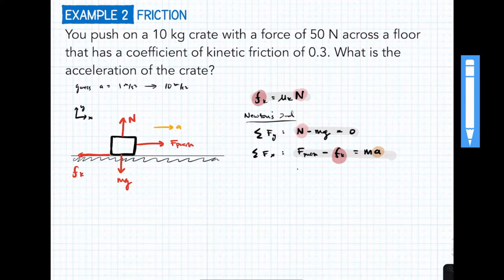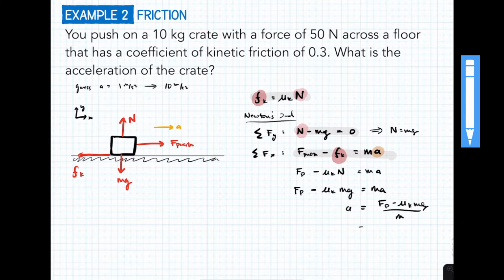We start with this equation and we say, okay, F push minus mu k n is equal to mass times acceleration. But remember, from this equation, we get n is equal to mg. So we can say F push, oops, sorry, not equal. That's a minus. Minus mu k, the coefficient of kinetic friction, mg is equal to ma. All right, so we just solve for acceleration, and that means we have F push minus mu k mg divided by mass.